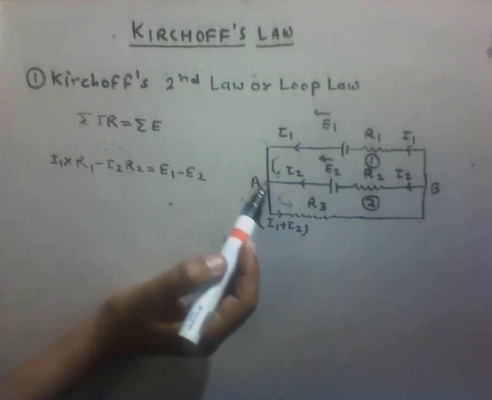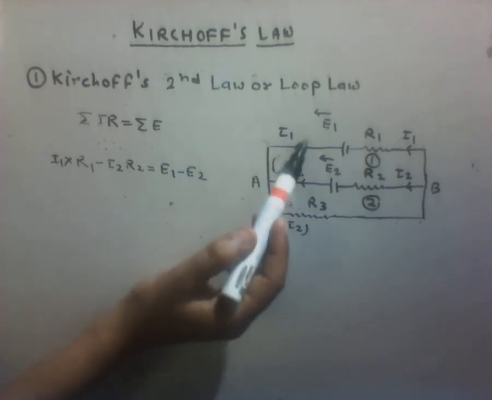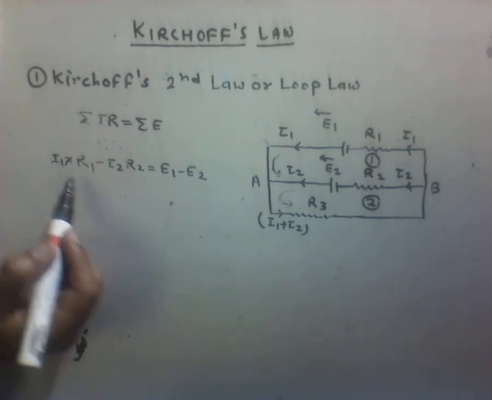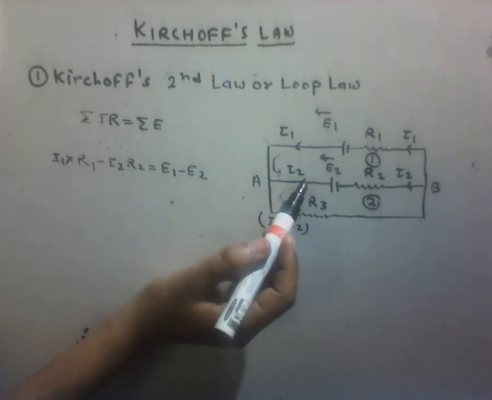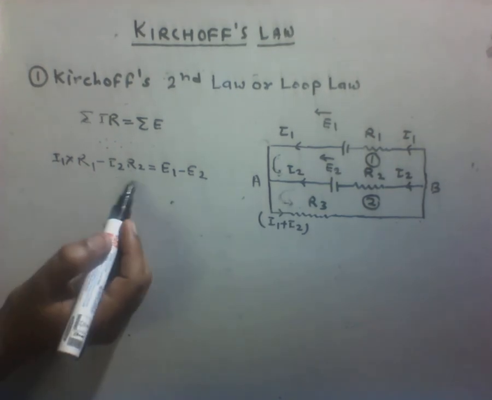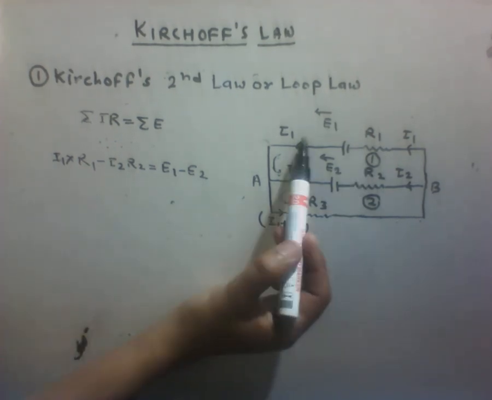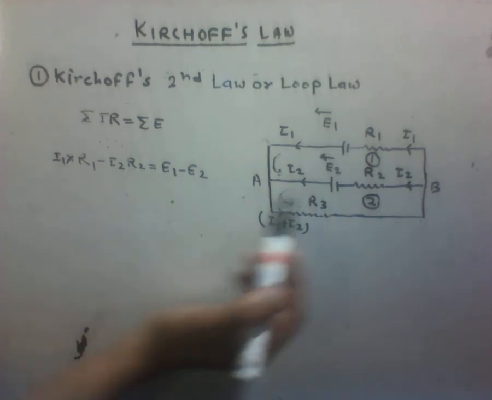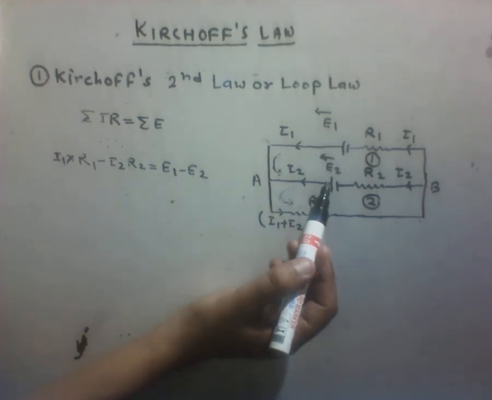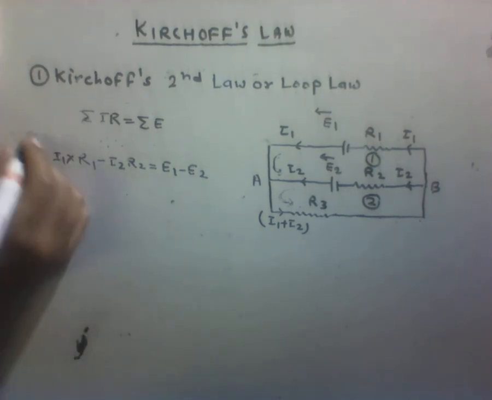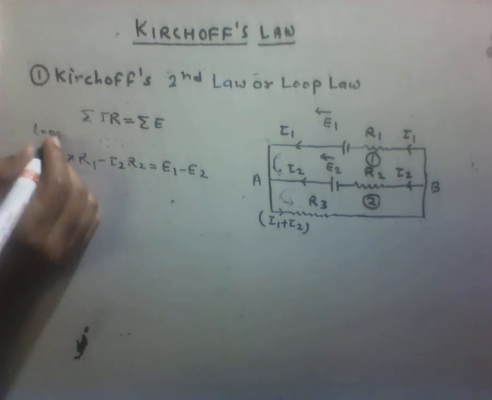As we are moving in this direction and I1 is in the direction of our movement, so I1 is taken as positive, while I2 is moving in the opposite direction, so we have taken it as negative. Similarly, E1 is along our direction, so it is taken as positive, while E2 is opposite to our direction, so it is taken as negative. This is for loop 1.